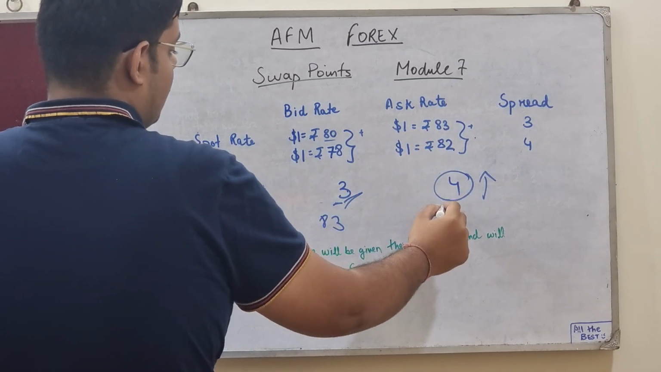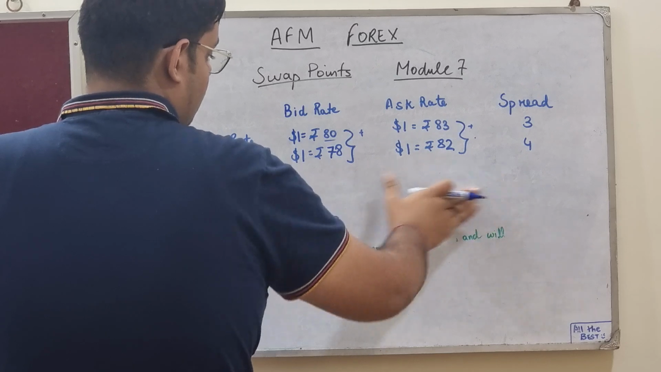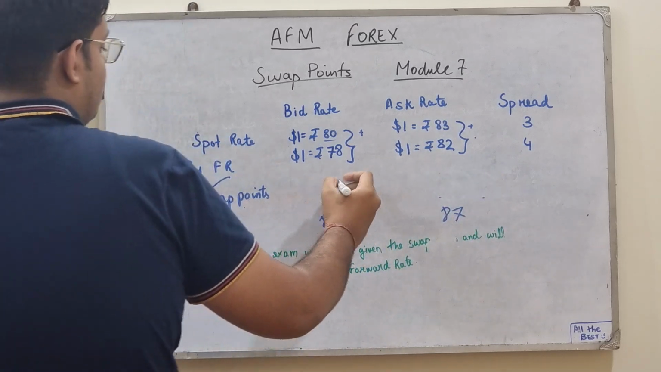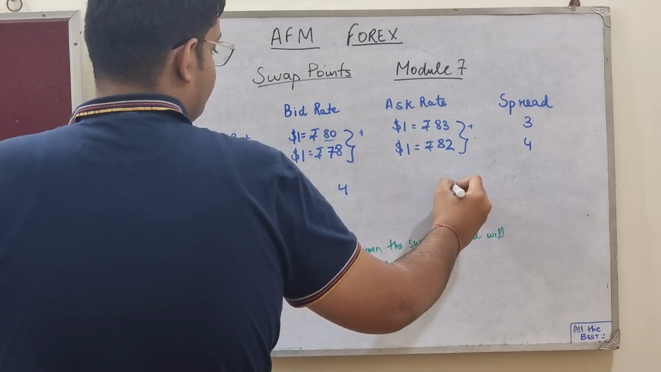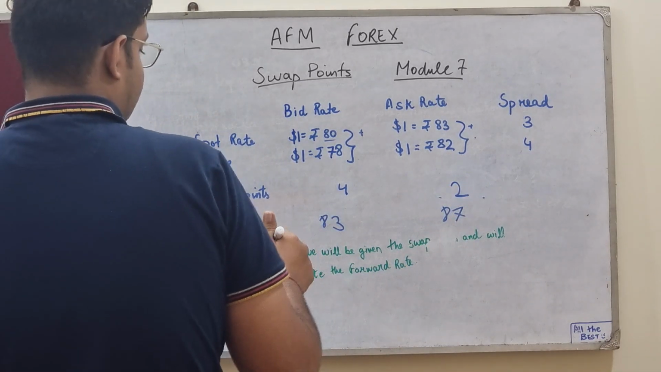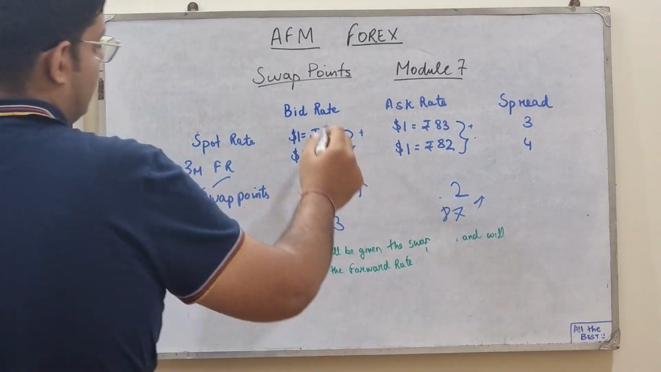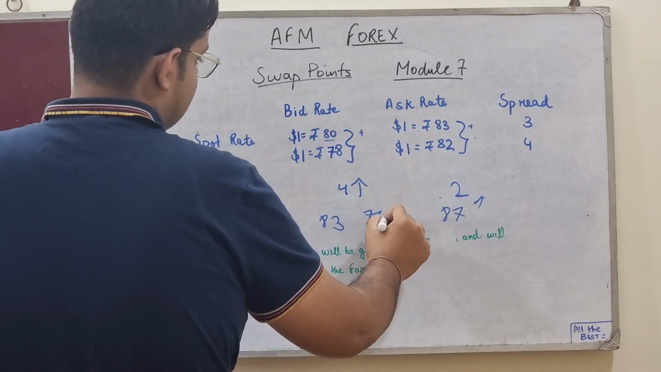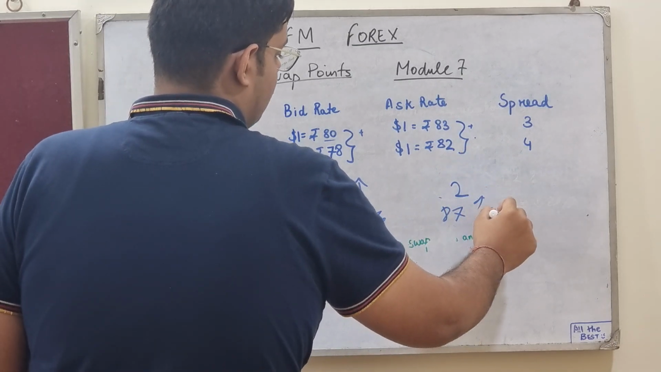83 plus 4, 87. But if the swap points are, for example, 4 and 2, we will subtract from the spot rate because it's descending. This rate is higher than this rate. So we get 80 minus 4, that would be 76, and 83 minus 2, that would be 81.